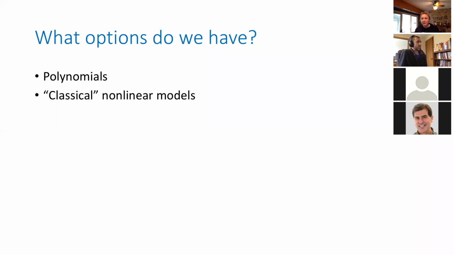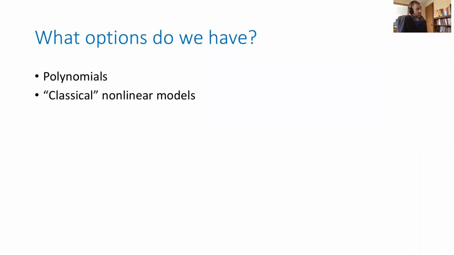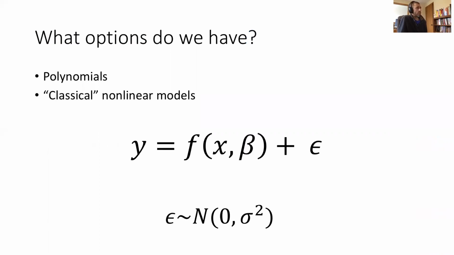So this leads us to what I call classic or classical nonlinear models. Compared to the models I showed you before, these are examples where the relationship between the parameters and the X, or the predictors, might not be linear. It doesn't enter as an addition of different things. But at this point, we still assume that the errors have a normal distribution with some variance.